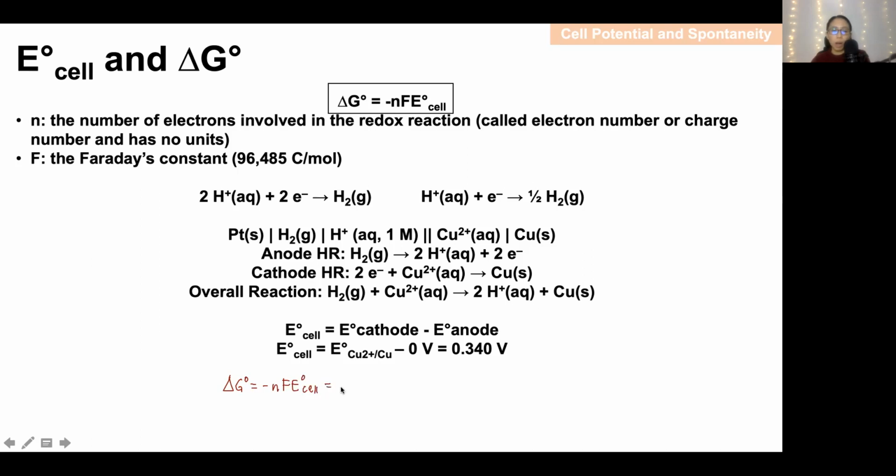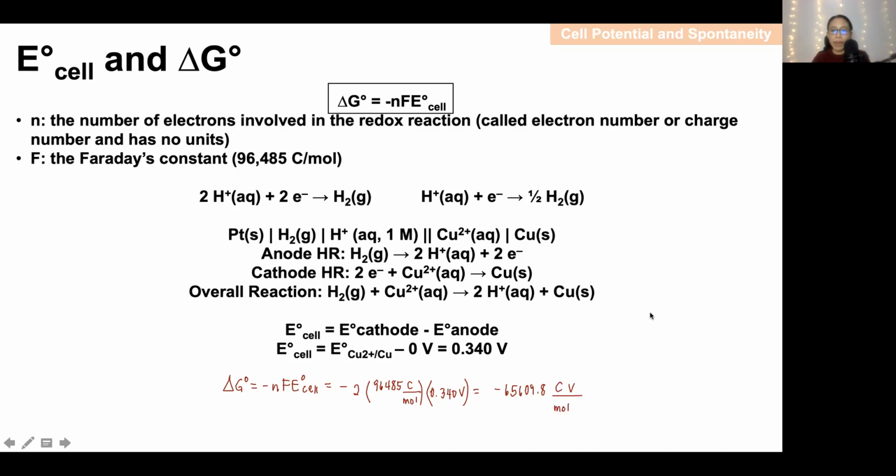So that would be negative 2 because there are 2 electrons from our balancing, times 96,485 coulombs per mole, times the standard cell potential 0.340 volts. That will give us a value of negative 65,609.8. So the units are coulomb volt per mole.